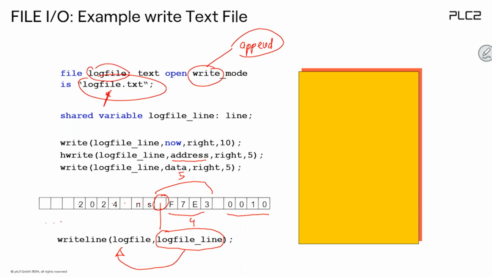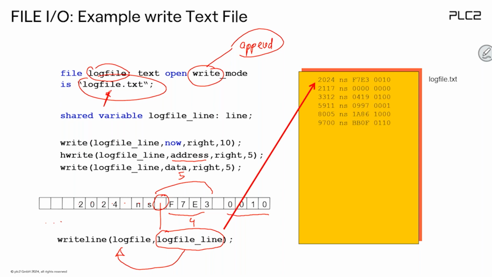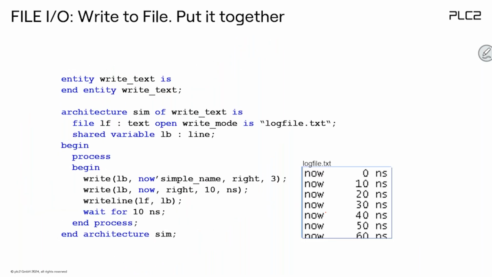So if I do execute this, then this line buffer will actually be written to the file log file text. And this will be repeated all the time, because if you put this in a process which is triggered all the time, then it will be repeated all the time, and the file will actually be written. So very, very simple. Now, another example. That was a very simple one.